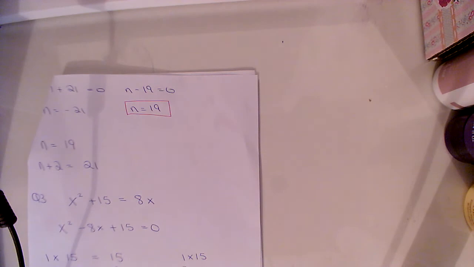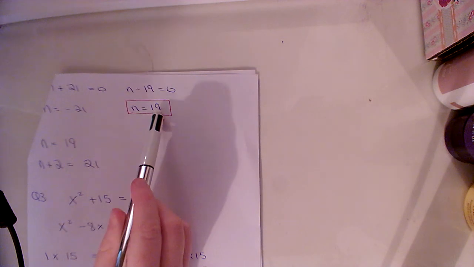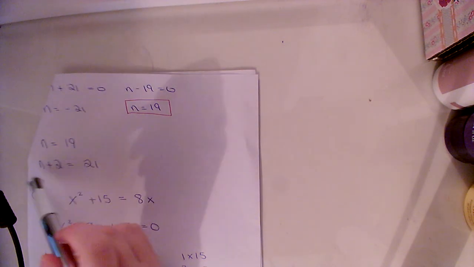The reason why is because I was told at the start of this two consecutive odd natural numbers. Okay, natural number is a positive whole number. So minus 21 is not a positive whole number. So I can only accept my 19. So 19 is my smaller one. N plus 2 is equal to 21. So these are my two values, 19 and 21.